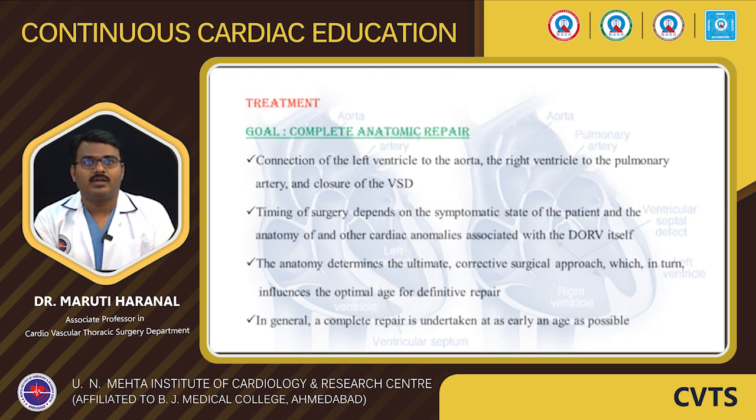The goal of the treatment in a case of DORV is a complete anatomical repair, wherein left ventricle is tunneled to the aorta through the VSD and the right ventricle to pulmonary artery communication is established. Timing of the surgery depends on the symptomatic state of the patient and anatomy of the DORV and the major anomalies associated with it. The anatomy determines the ultimate corrective surgical approach, which in turn influences the optimal age for definitive repair. In general, a complete repair is undertaken as early as possible.